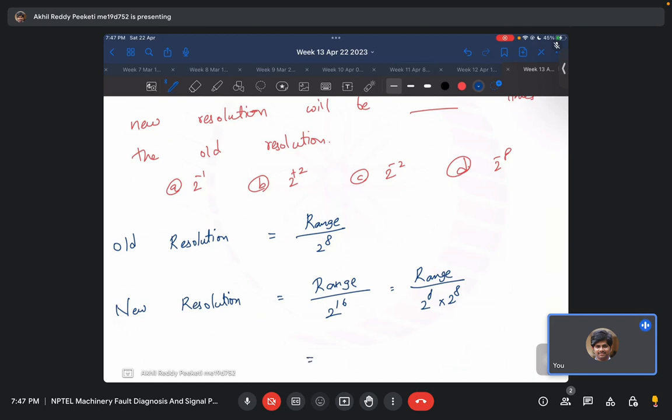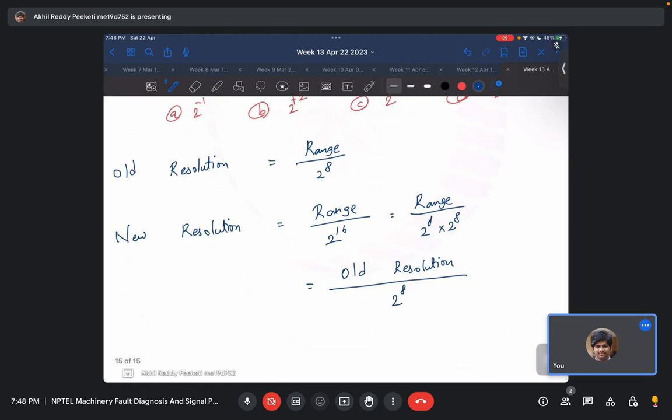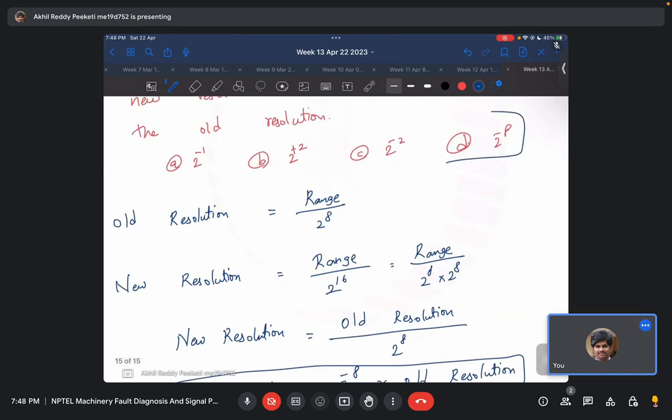So range by 2 power 8, we know, is the old resolution, divided by 2 power 8. So this is 2 power minus 8 times the old resolution. Okay, so the answer is 2 power minus 8.